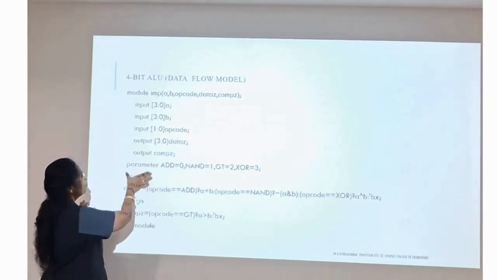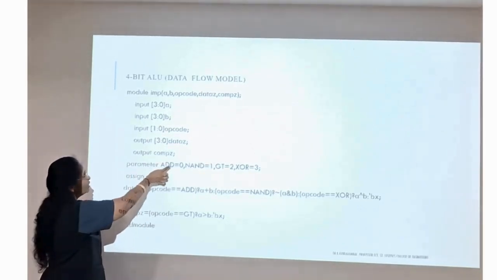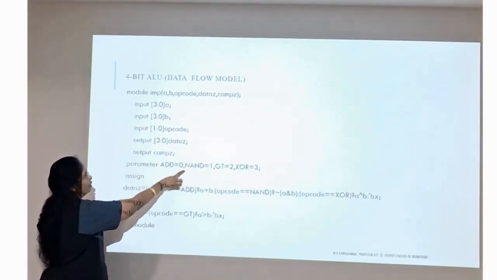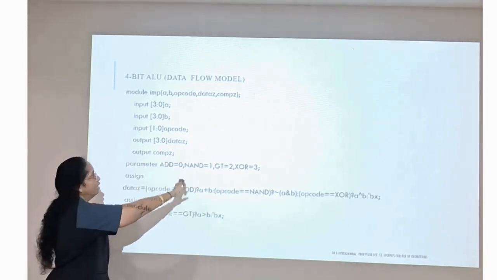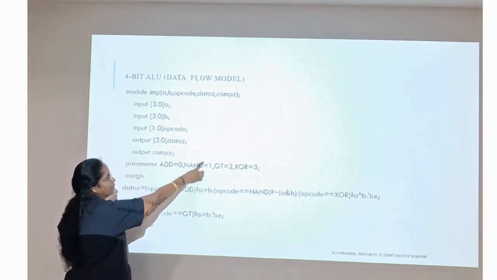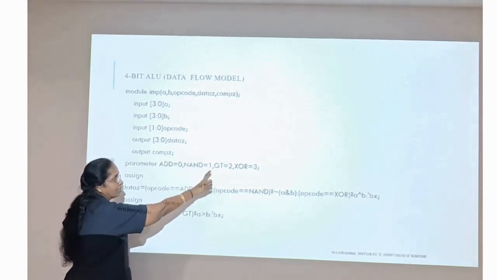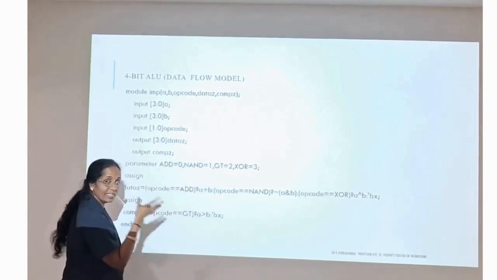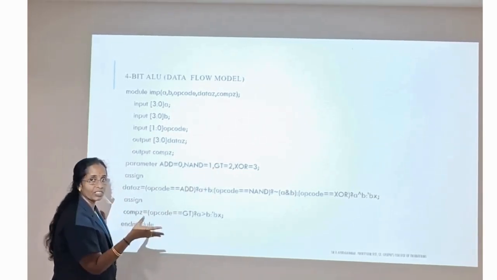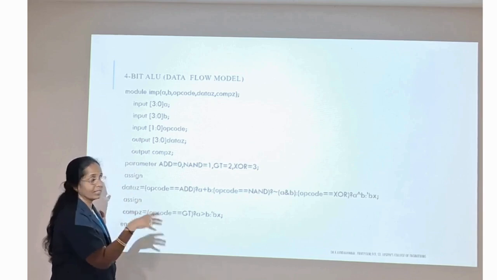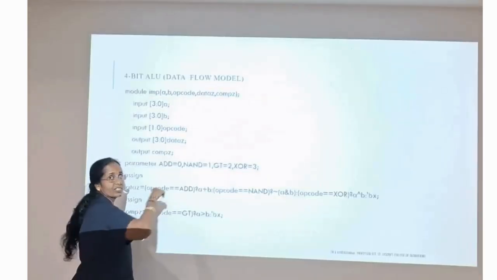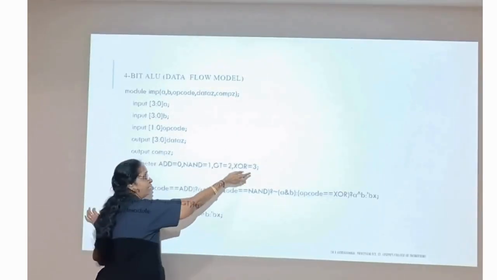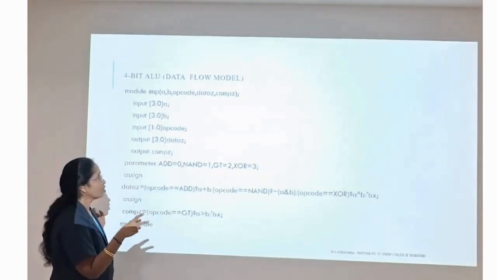Now the parameters. When the value is 0,0, it indicates the addition operation. When it is 0,1, it indicates a NAND operation. When it is 1,0, I am going to perform a greater than operation. You are instructing the hardware to perform the function according to the parameter value. And when the parameter value is 3, it will perform an XOR operation.